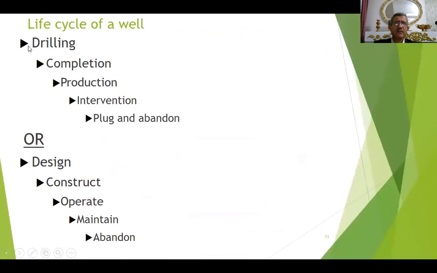We can pass very quickly on the well life cycle: drilling, completion, production, intervention, then plug and abandonment. We focus on the intervention. Or in different words, we can say design, construct, operate, maintain, and abandonment. Maintain is what concerns us.